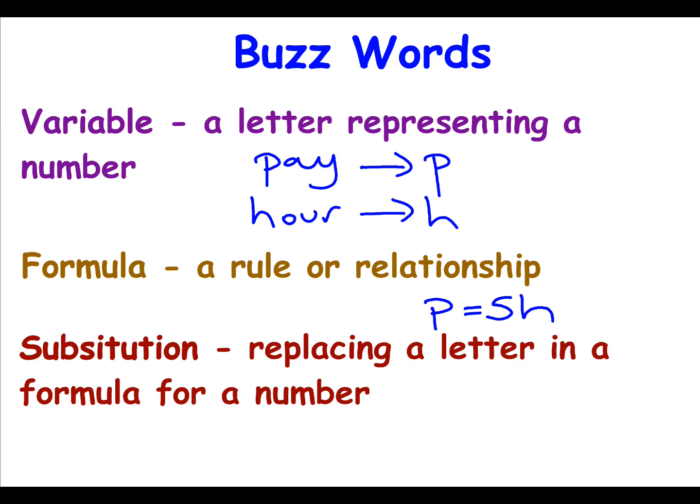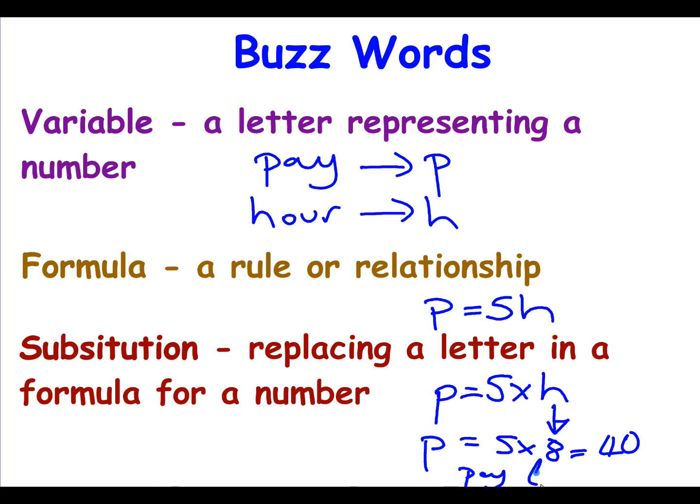So substitution is where we swap the variable or the letter with a number. So if I tell you I worked 8 hours this week, so our formula is P equals 5h, where we times the number of hours, so £5 per hour, and I work for, let's say, 8 hours, it becomes the pay is equal to 5 times 8, which is £40. So my pay would be £40. And that's because we're substituting the number of hours I've given you, 8 hours, into our formula here. And they're the buzzwords for this lesson: the variable, the formula, and substitution.